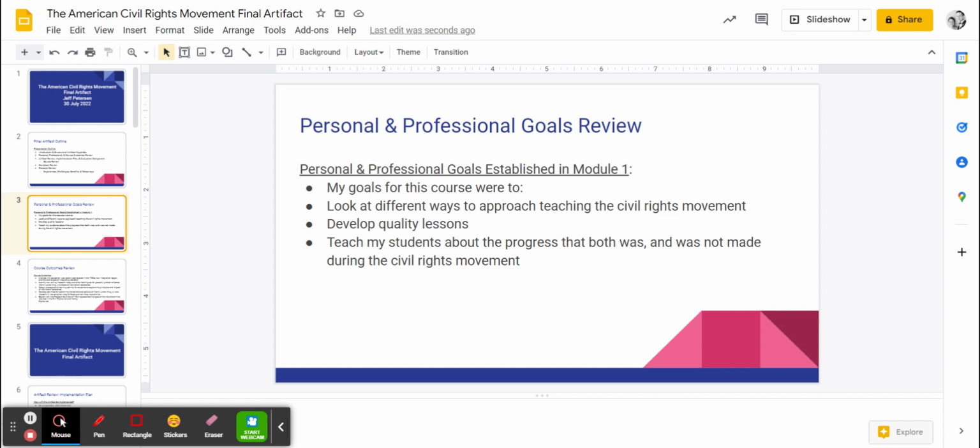But most importantly, one of the big goals was that I want to teach my students about the progress that both was and was not made during the civil rights movement, because I think there are far too many people in the United States right now who believe that the civil rights movement helped move African Americans towards complete equality. And obviously that is not the case. So there are some things that need to be covered in that regard, and I'll go over that in the presentation here.